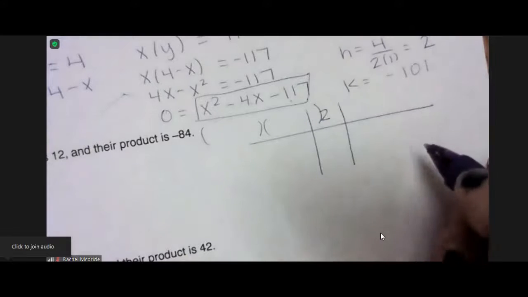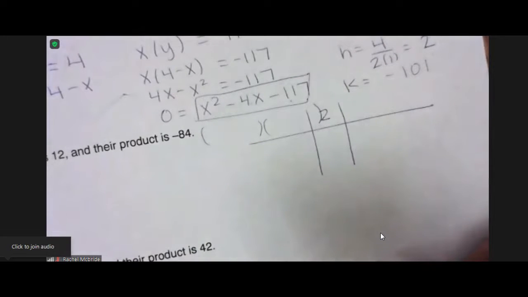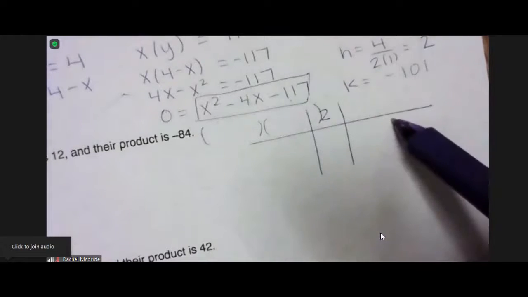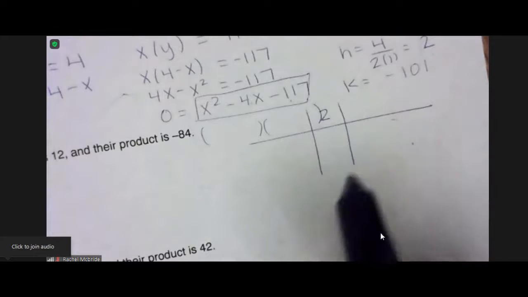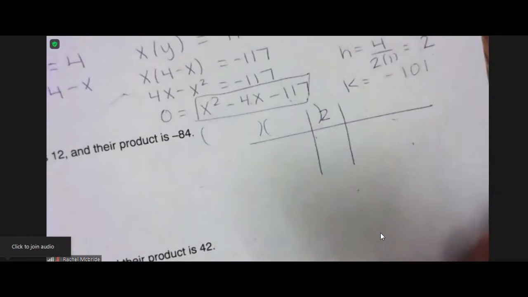So you could find your roots via graphing. You can find your roots via factoring. There are multiple ways to find them, and that's what we're working at. So right now we're doing the graphs and the tables. After that quiz, we're going to move into factoring and quadratic formula.